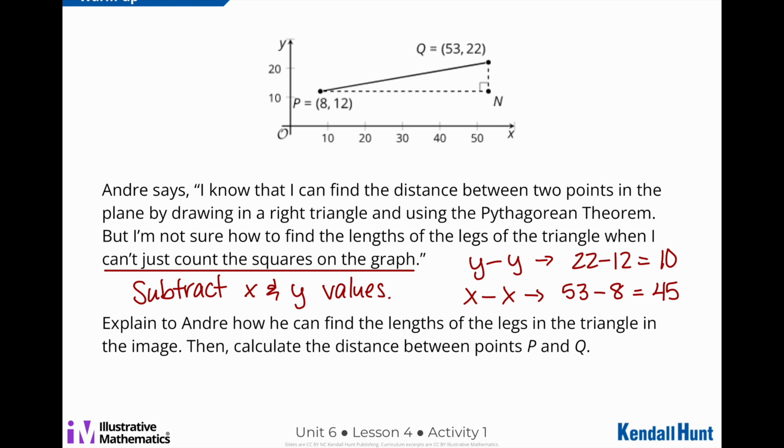Okay, now hopefully you've done that. Let's actually just walk through it real fast together. If we do 10 squared plus 45 squared, that should equal our distance squared. I'm still going to call it c. So that would give you 100. And then 45 squared is a big number. That's 2025. So when you add those together, you get that c squared is 2125. And then we're going to do the square root of 2125.